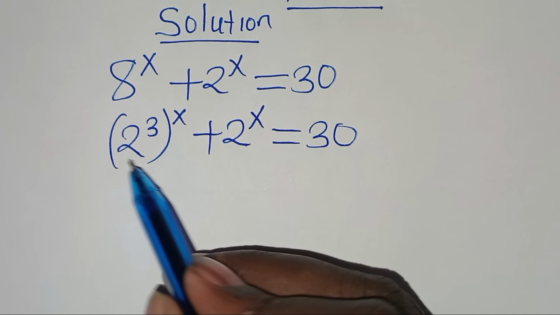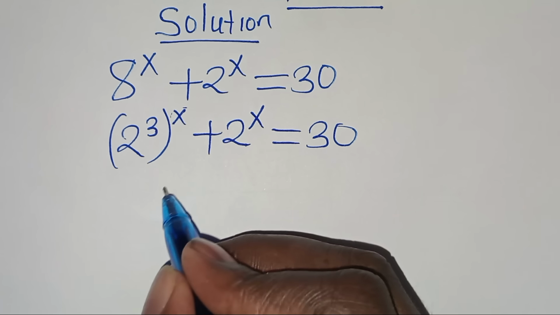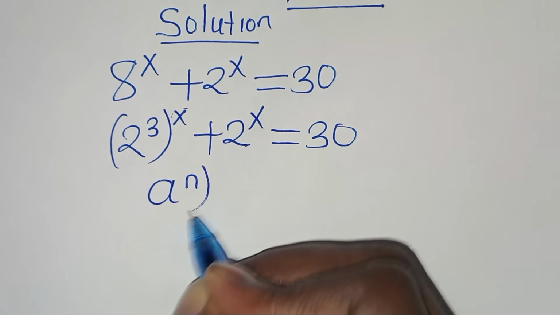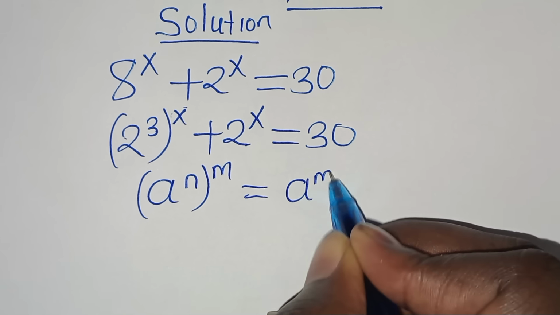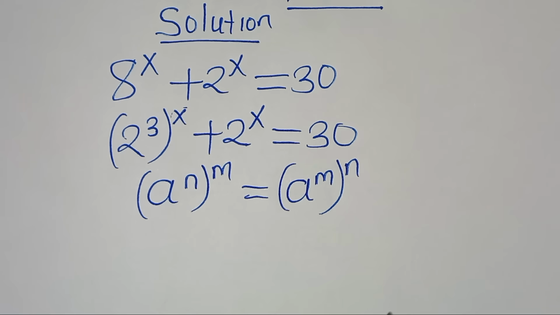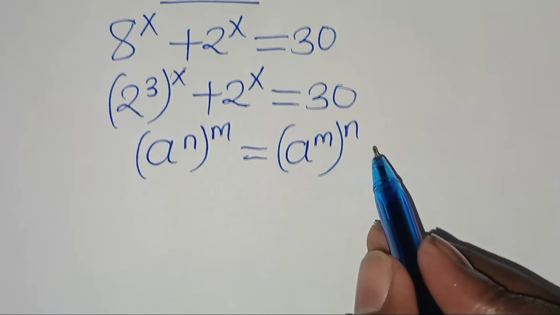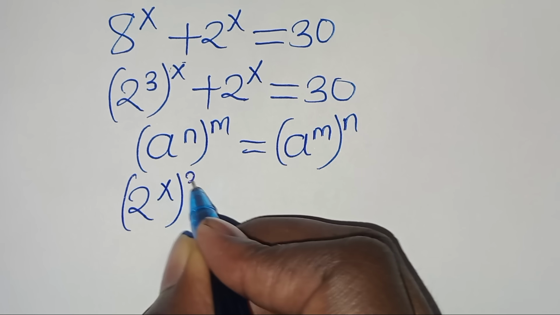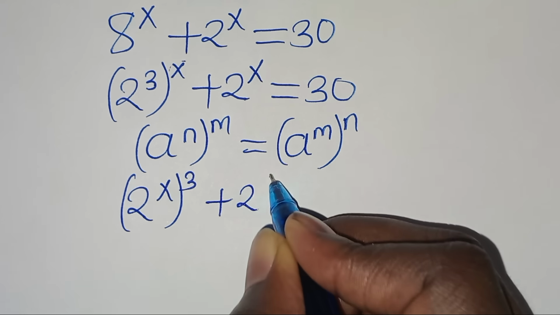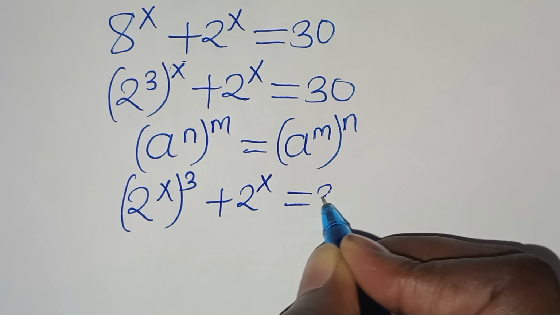The next step is that 2 to the power of 3 to the power of x, this is in the form of a to the power of m raised to the power of n, which we can express as a to the power of n raised to the power of m. Applying this exponent property, here we have 2 to the power of x raised to the power of 3, then plus 2 to the power of x. This is equal to 30.